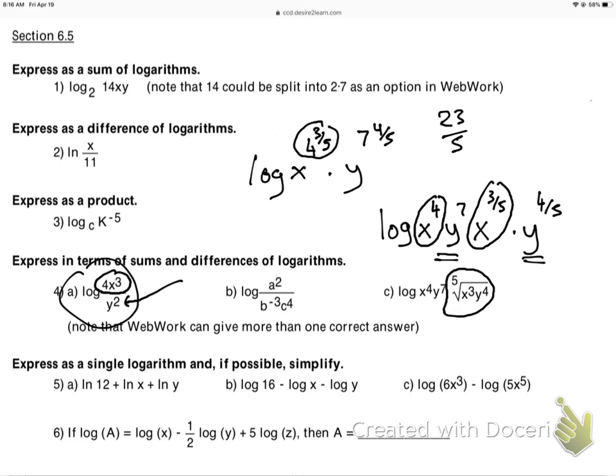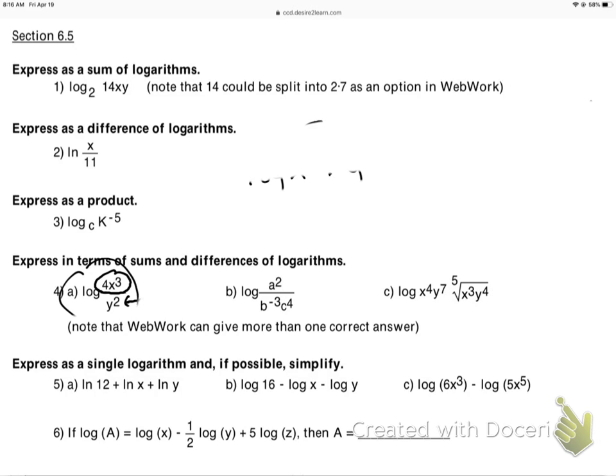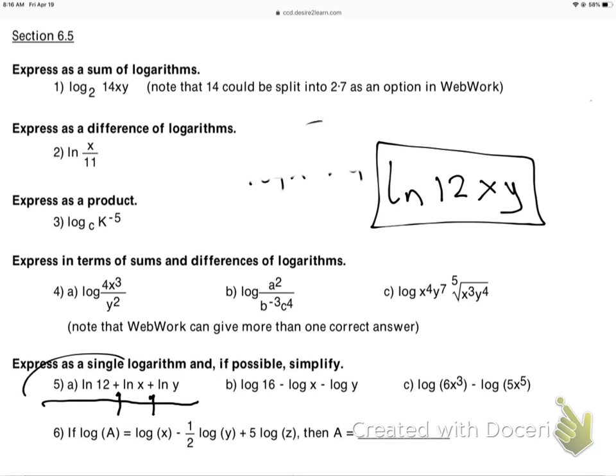Okay, so let's take a look at now putting them back together again, which these questions are on the bottom here. If I have this, it's doing the opposite. If I know that these are pluses, they must have come from a single log. These must have been multiplied, and that's what that one right there is. Okay, let's erase some of this again.